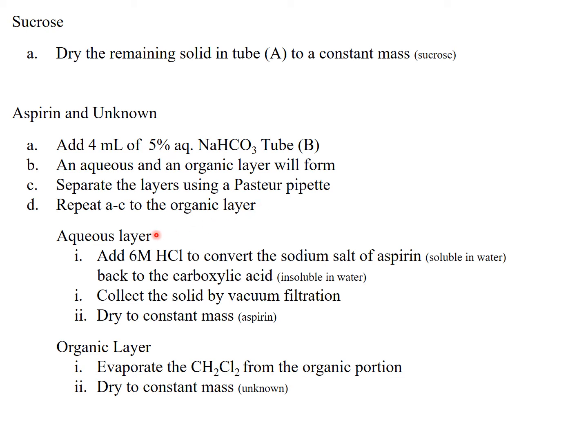To the aqueous layer that I isolated, I'm going to add 6 molar HCl until I get down to about a pH of 2. That's going to convert the sodium salt of aspirin back into the carboxylic acid. I'm then going to collect that solid carboxylic acid, because it's insoluble in water, and dry it to a constant mass. To the organic layer that I separated out, I'm just going to evaporate off the methylene chloride and dry it to constant mass.